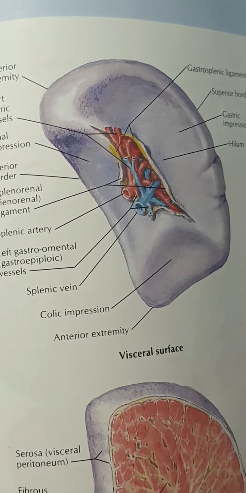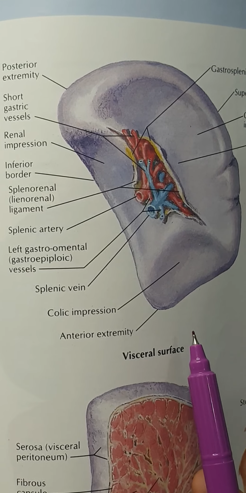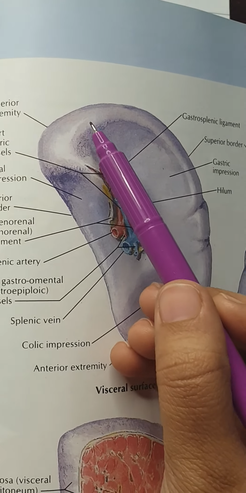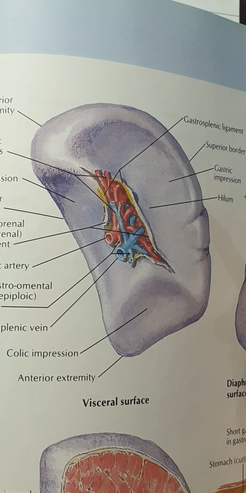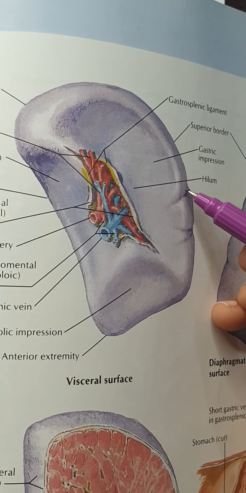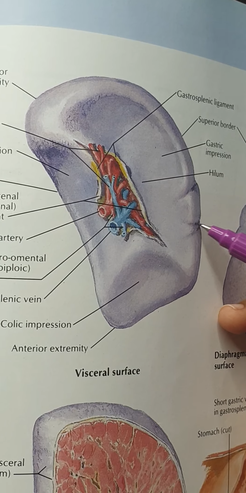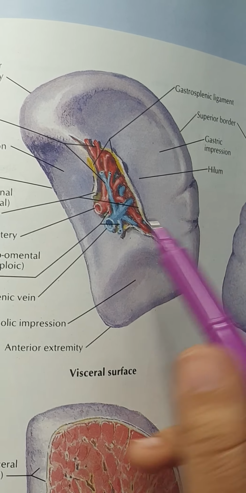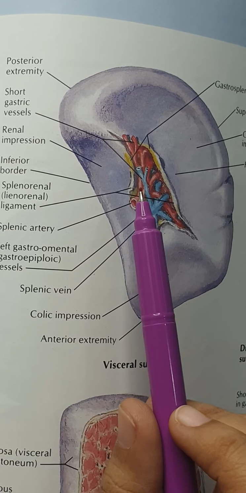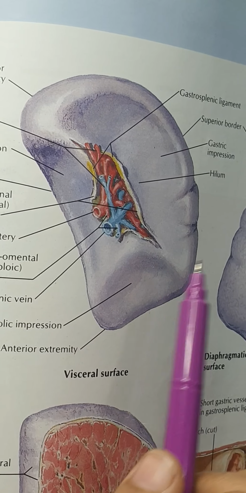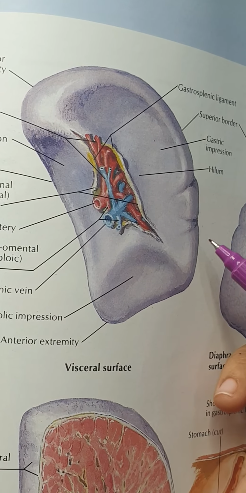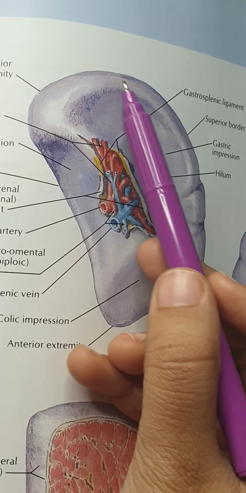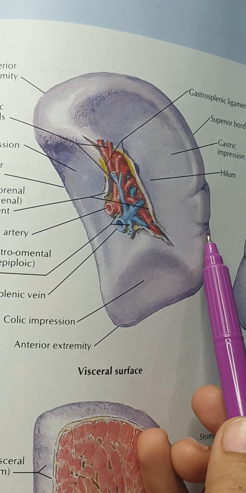Now talking about the 3 borders of a spleen. So this, I told you, is the superior border of a spleen. On this superior border, you can see these notches. These are the notches of a spleen. In a normal healthy adult, these are not palpable, but if a spleen enlarges, then these notches are palpable. So on the superior border, we have the notches.